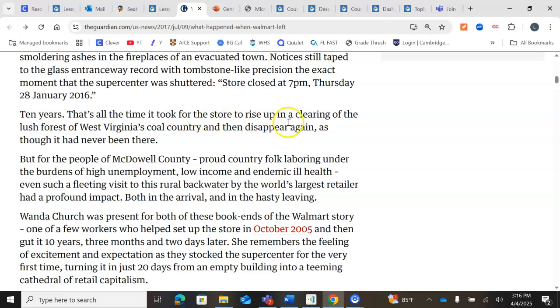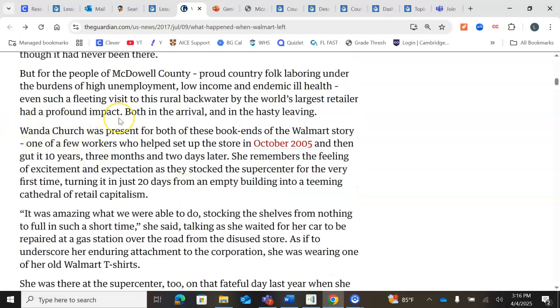10 years. That's all the time it took for the store to rise up in a clearing of the lush forest of West Virginia's coal country and then disappear again as though it had never been there. But for the people of McDowell County, proud country folk laboring under the burdens of high unemployment, low income, and endemic ill health, even such a fleeting visit to this rural backwater by the world's largest retailer had a profound impact, both in the arrival and in the hasty leaving. Wanda Church was present for both of these bookends for the Walmart story, one of the few workers who helped set up the store in October 2005 and then gut it 10 years, 3 months, and 2 days later.